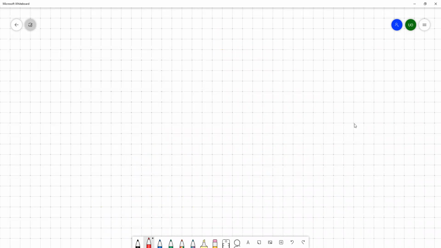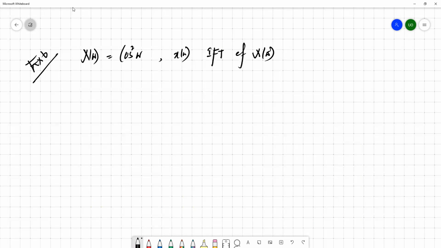So the other example, the last example: you are asked to evaluate the inverse Fourier transform of this given function. Here X omega is given, and it equals cos squared omega. So you need to find x[n], which is the inverse Fourier transform of X omega.